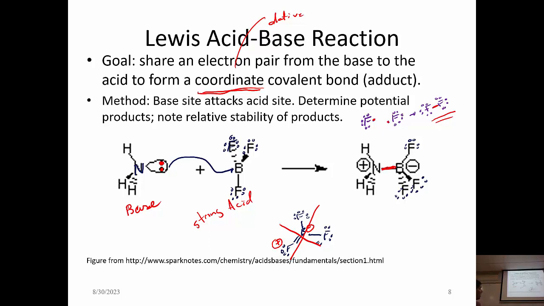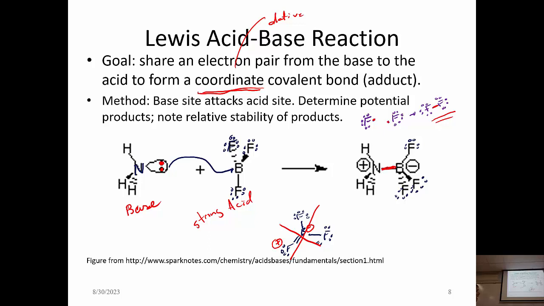SP3. This is SP3. So we're going to have an SP3 lone pair going here. What's the hybridization of boron here? The hybridization on boron is SP2. And then there's an empty P orbital here. If you recall SP2 hybridization, we're going to have an empty P orbital. So this lone pair is going to go into the empty P orbital. But it's going to rehybridize. Now, rather than being sp2 hybridized, the boron is going to be sp3 hybridized over here.